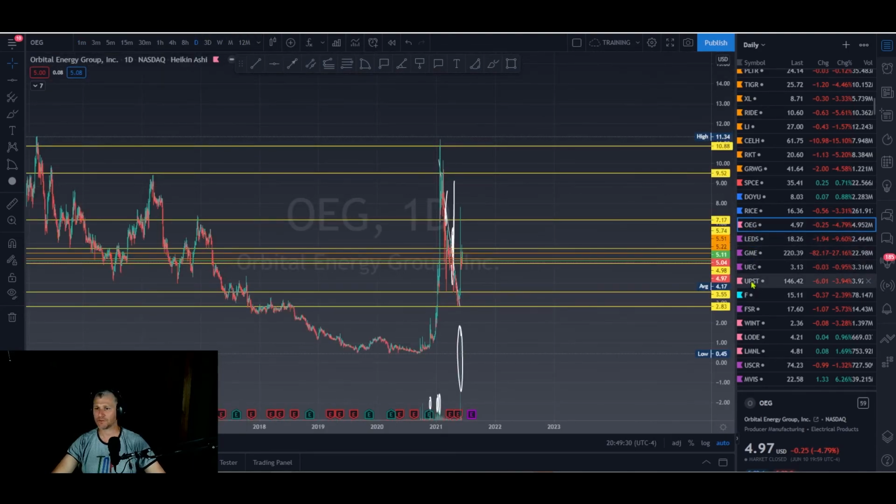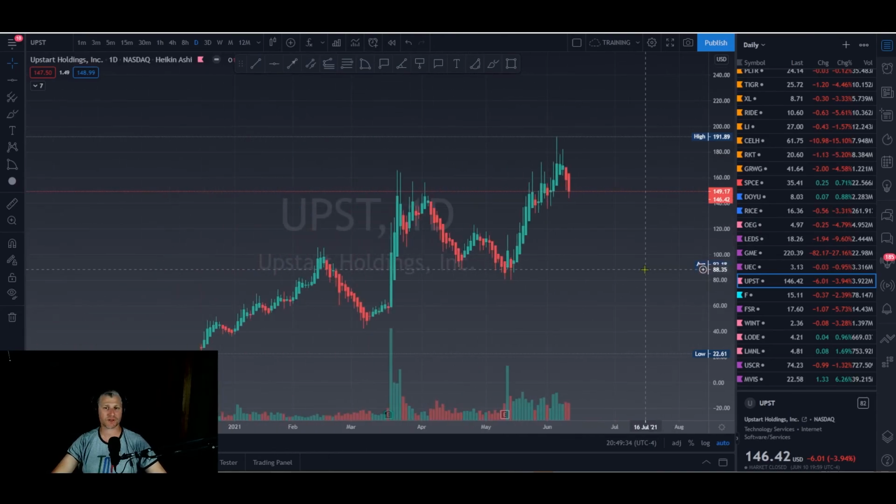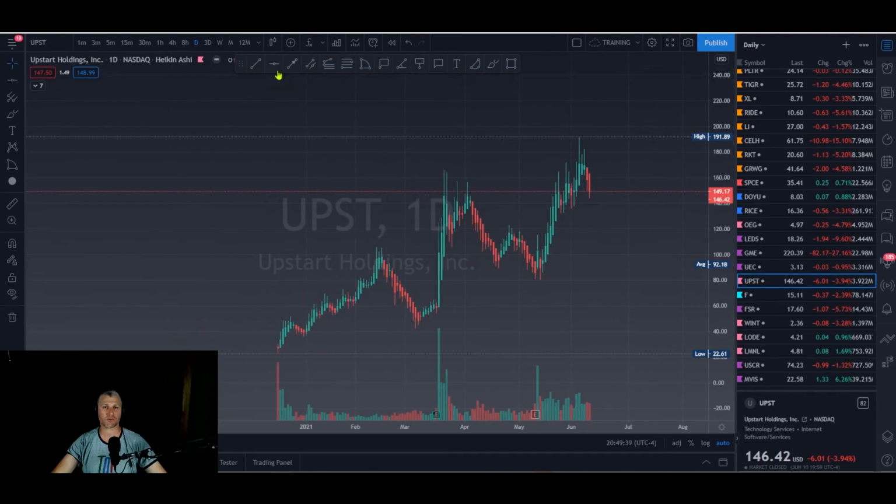Back to the daily. We've got UPST here. I've just chosen some random ones to track. We're going to track this one here. So again, you've got to start with support and resistance lines. You can't do it without it.